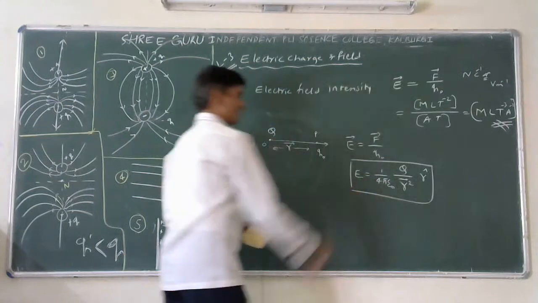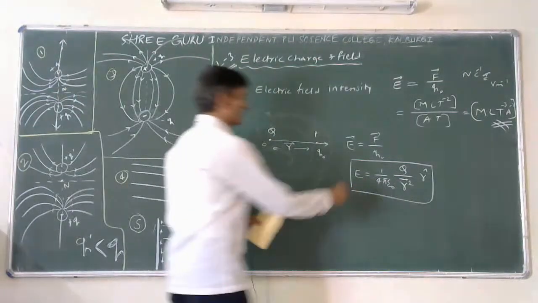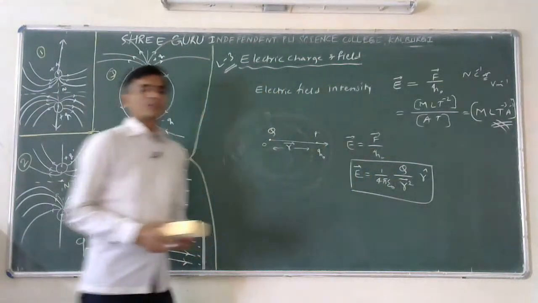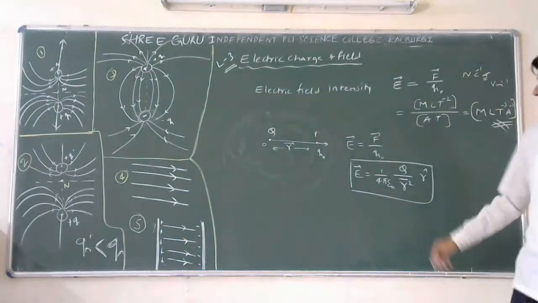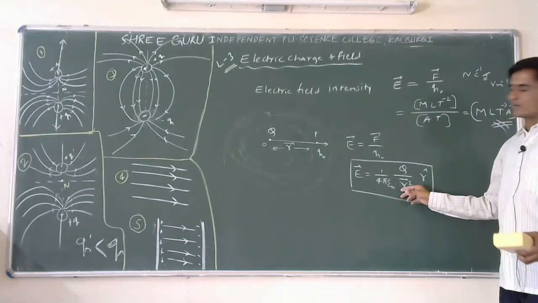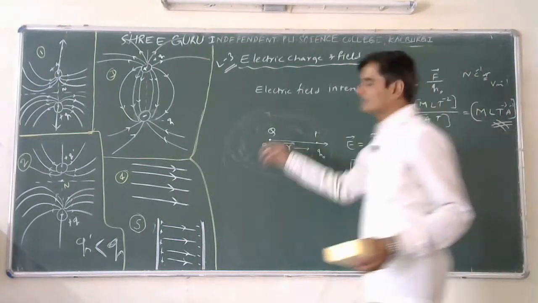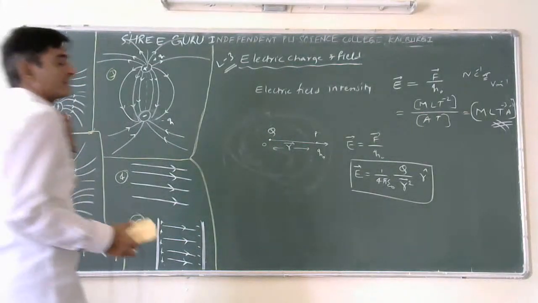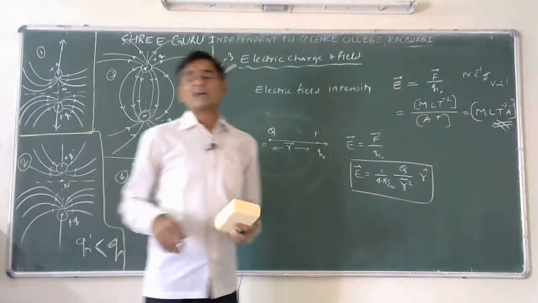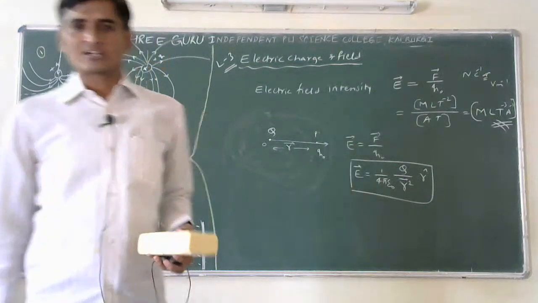You remember from yesterday, the electric field intensity due to an isolated point charge in air or vacuum is given by 1 by 4 pi epsilon naught Q divided by R square into R cap. Electric field intensity is a vector quantity. Remember that. That means it has both magnitude and direction.